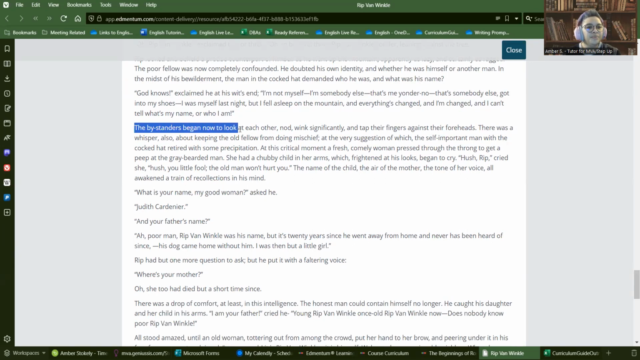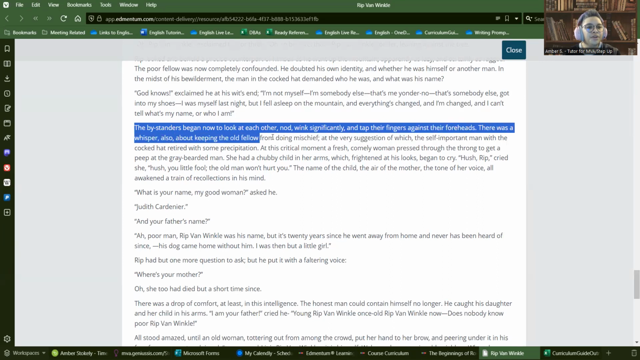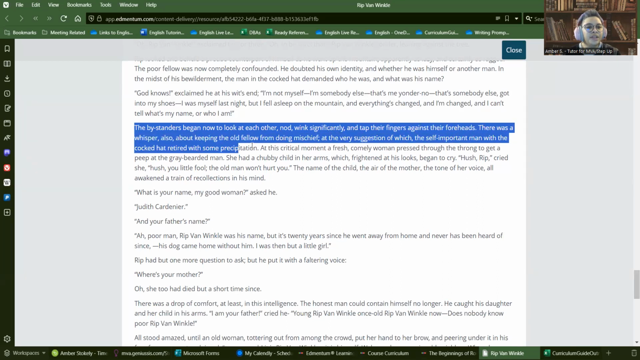The bystanders began now to look at each other, nod, wink significantly, and tap their fingers against their foreheads. There was a whisper also about keeping the old fellow from doing mischief, at the very suggestion of which the self-important man with the cocked hat retired with some precipitation. So now they're nodding, they're winking at him. They don't know if he knows who he is. And they said they're trying to stop him from doing mischief. So they think it's possible that he's here to cause trouble.